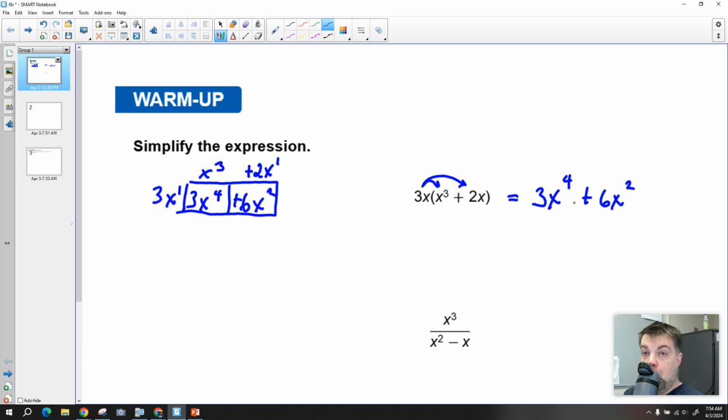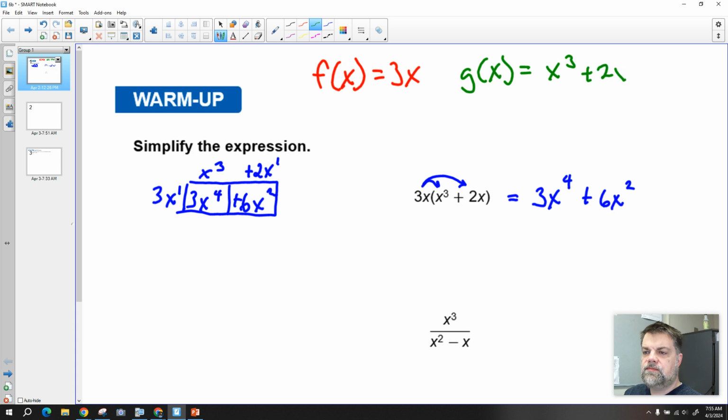How many of you guys got that? Good. Now one thing, and we've done work like this before because it's required of us, but really what we're doing is I want you to think of it like this. It's really f of x, which is equal to 3x, and g of x, which is equal to x cubed plus 2x. And so really what we did is we said f of x, right, times g of x. Isn't that what we did? So just think about that for a second.